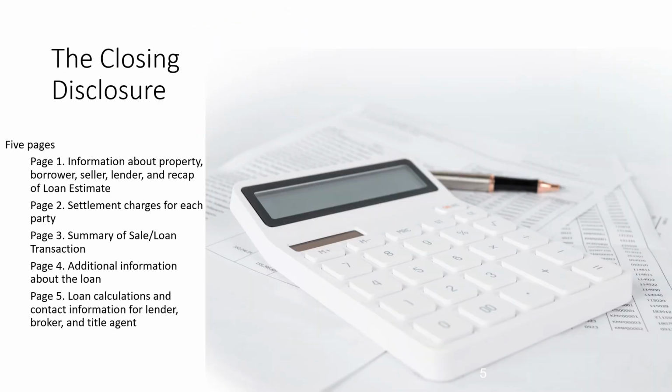The closing disclosure is 5 pages. Page 1 is information about the property, borrower, seller, lender, and a recap of the loan estimate. Page 2, settlement charges for each party. Page 3, summary of the sale/loan transaction. Page 4 is additional information about the loan. And page 5 is loan calculations and contact information for the lender, broker, and title agent.